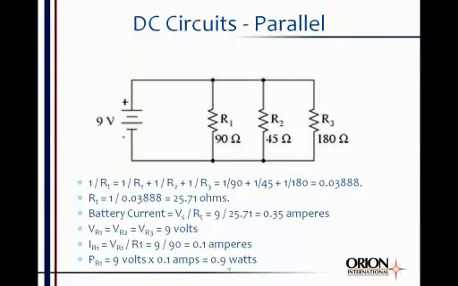And we know both those quantities. 9 volts times 0.1 amps is 0.9 watts. Again, we could use I squared R here too. 0.1 squared times R, and we get the same answer. Okay. So there's an example of a DC parallel circuit.